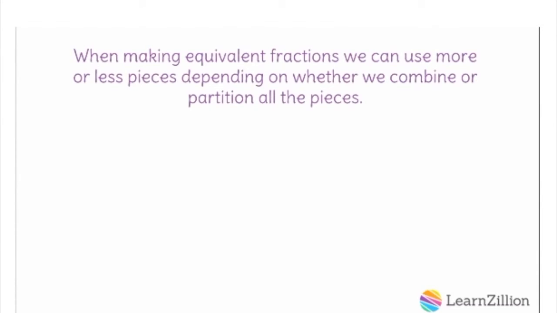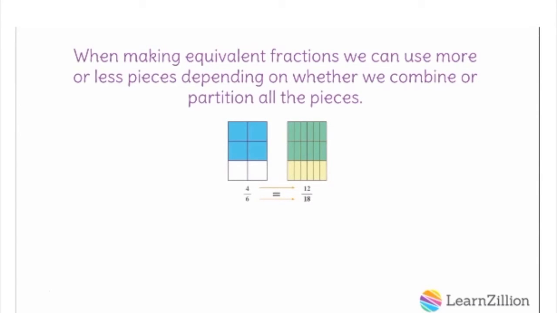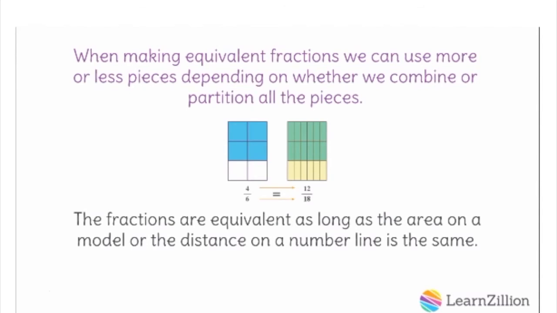When making equivalent fractions, we can use more or less pieces depending on whether we combine or partition all the pieces. The fractions are equivalent as long as the area on a model or the distance on a number line is the same.